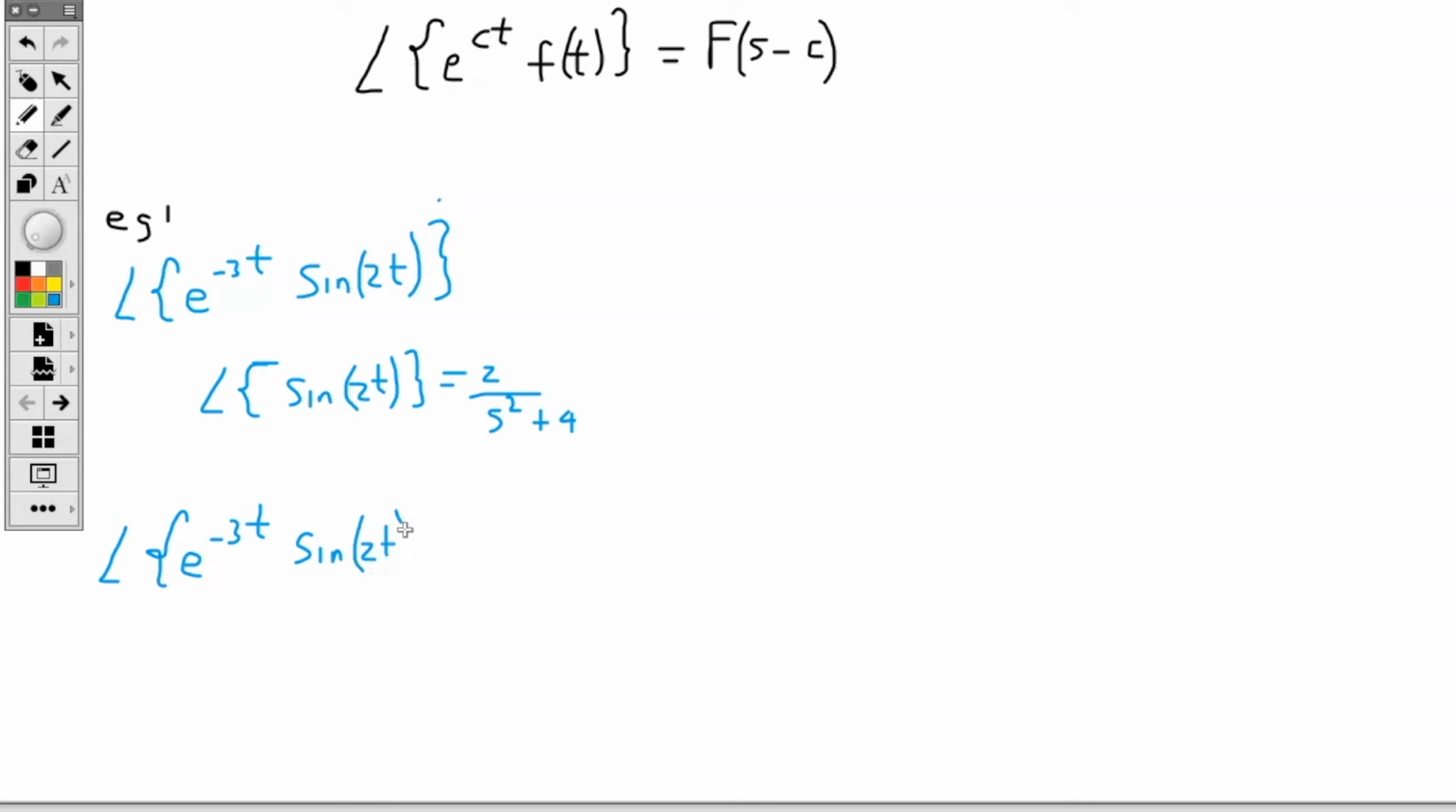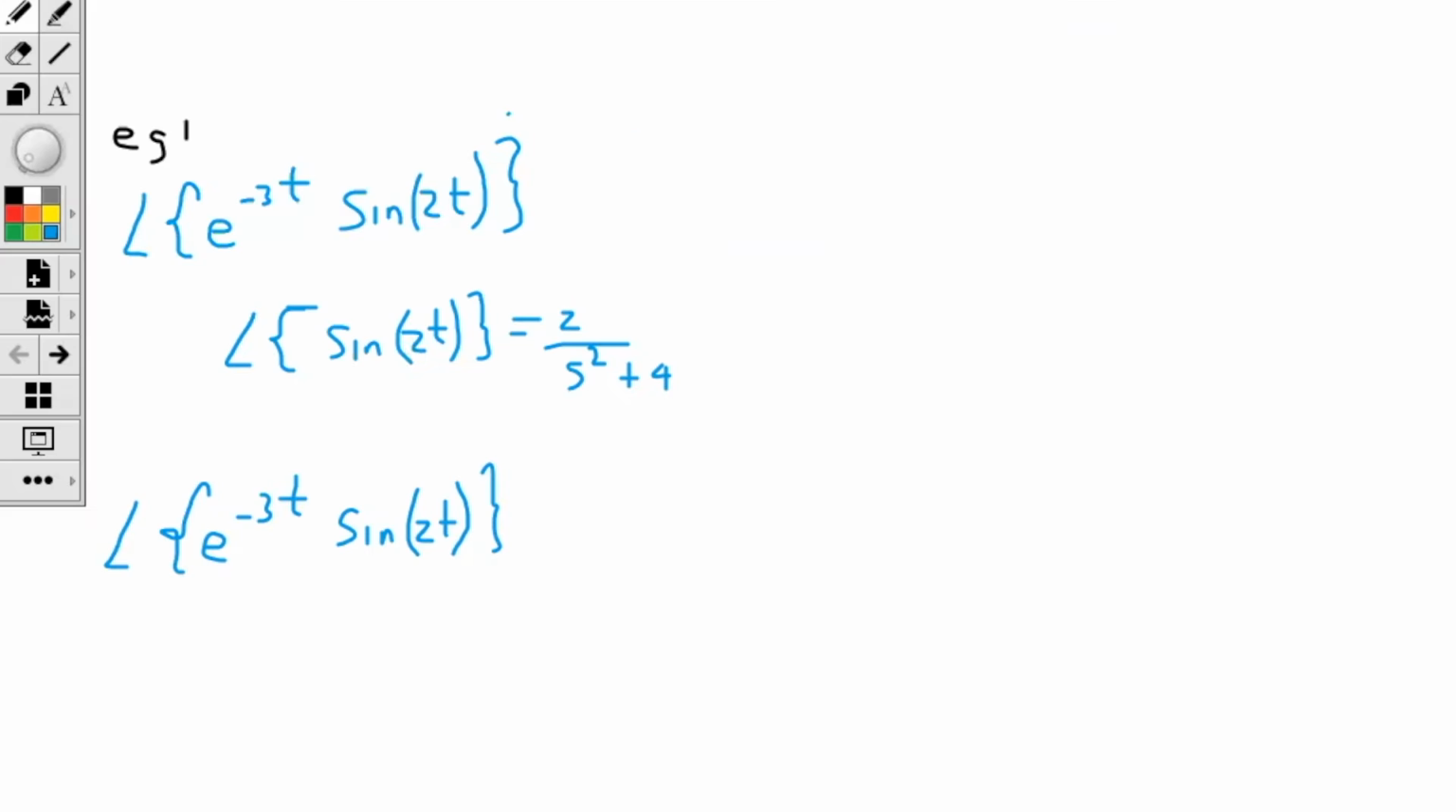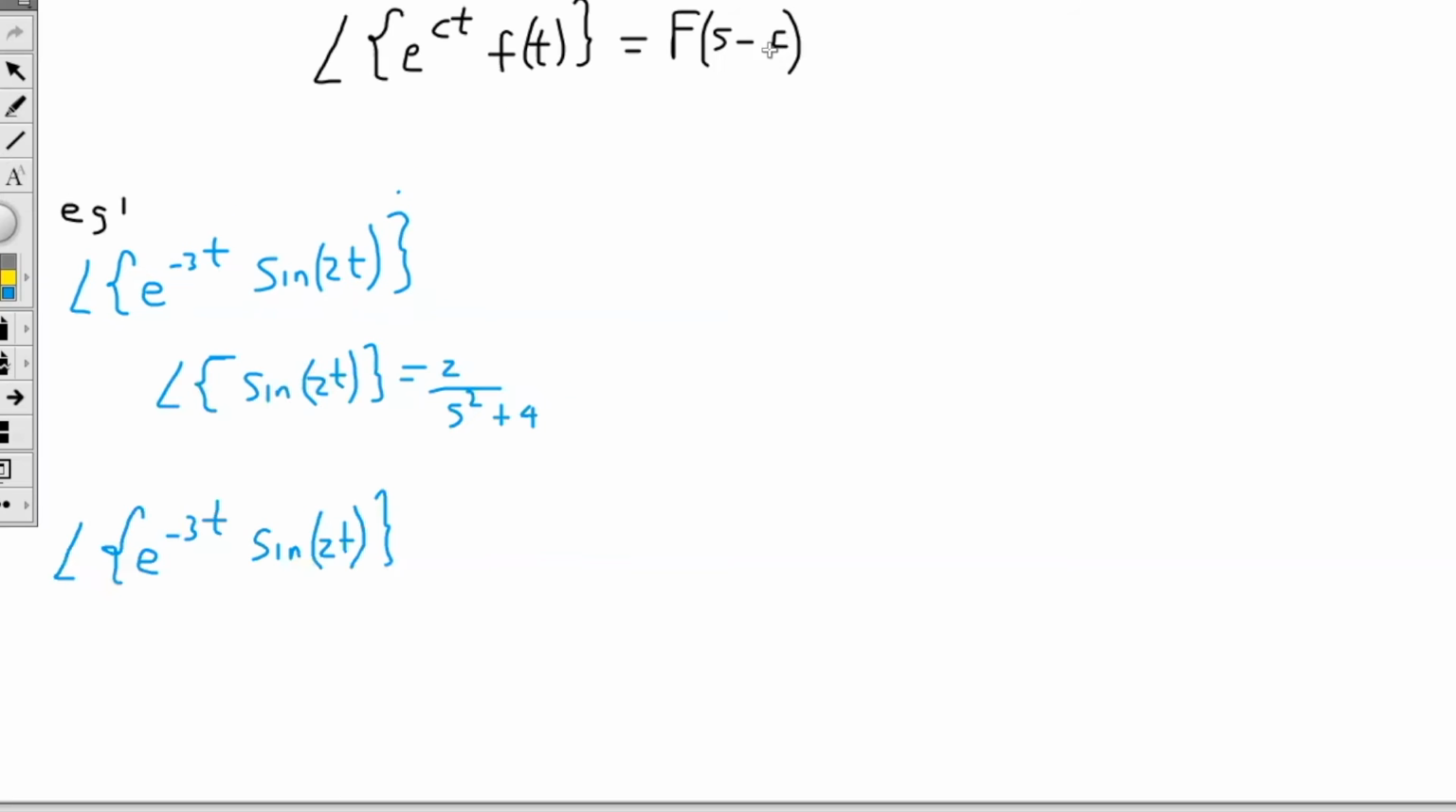Now I need to identify what c is. Here c is the coefficient of t in the exponential, so therefore c is equal to -3. Then I am going to subtract -3 from wherever I see s, which is just in the denominator. So subtracting c, which is a minus number, that's why I have s minus -3, all squared, plus 4. I have a change of sign, so this becomes positive.